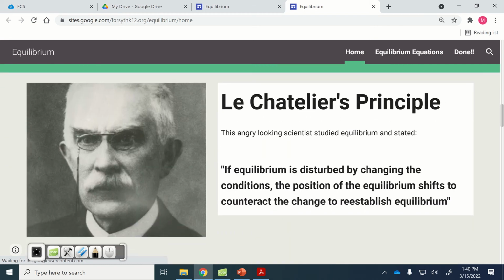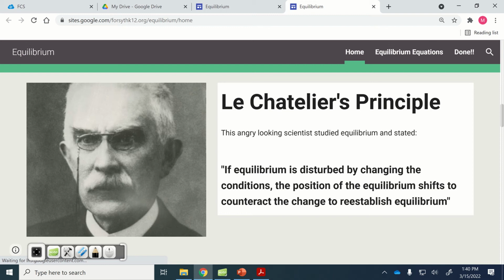All right, then we have this nice looking guy, Le Chatelier's principle. Le Chatelier was a chemist that worked with equilibrium situations. What he basically came up with was this principle, which in his words is: if equilibrium is disturbed by changing the conditions, the position of the equilibrium shifts to counteract the change to reestablish equilibrium. In other words, we already have something in equilibrium, then you mess with it. There's going to be a shift either toward the products or the reactants to reestablish that equilibrium in the end.